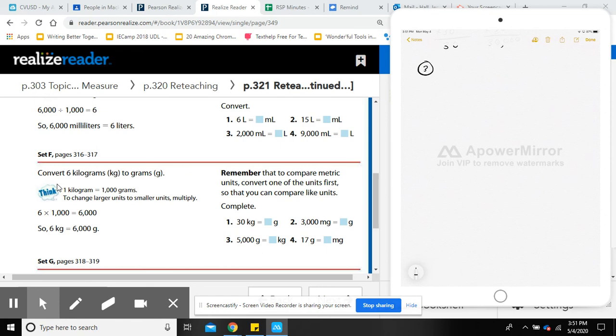And number 3, 5,000 grams is equal to how many kilograms? So remember, when we're going from a smaller unit to a larger unit, we can divide. So if 1 kilogram is equal to 1,000 grams, then we can take this 5,000 and divide it by 1,000. Remember, this is how we're doing it in 6th grade, so we got to get used to that. But if it makes more sense for you to look at it like this, we can do this as well. And remember, we're just going to ignore the zeros.